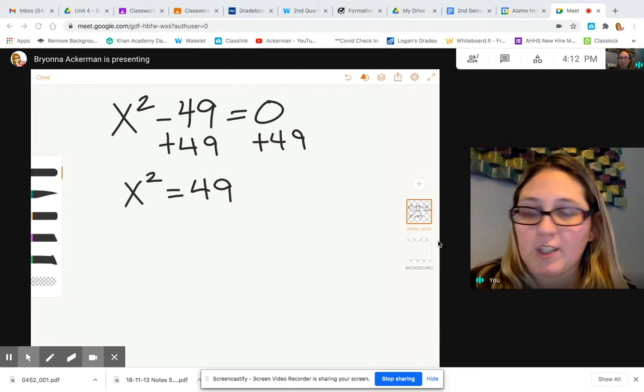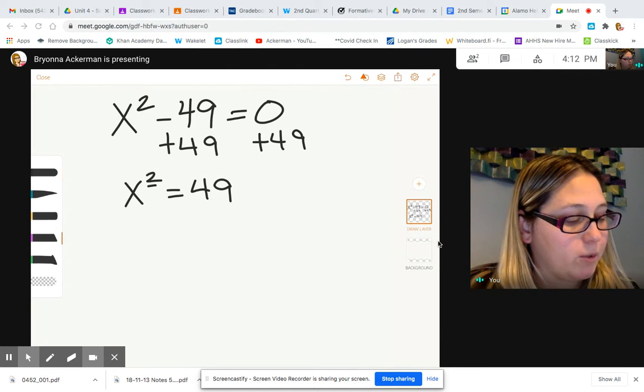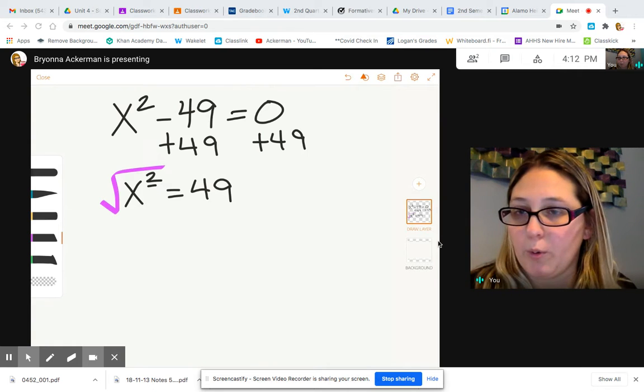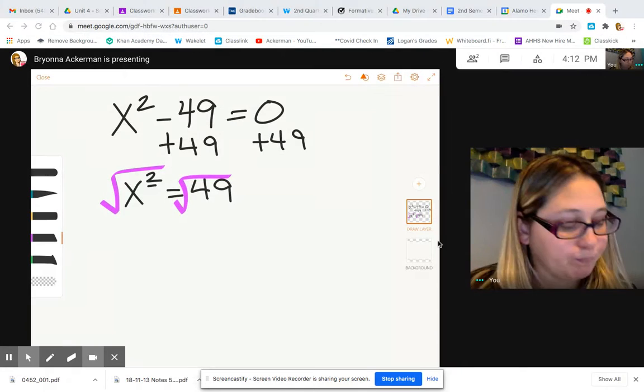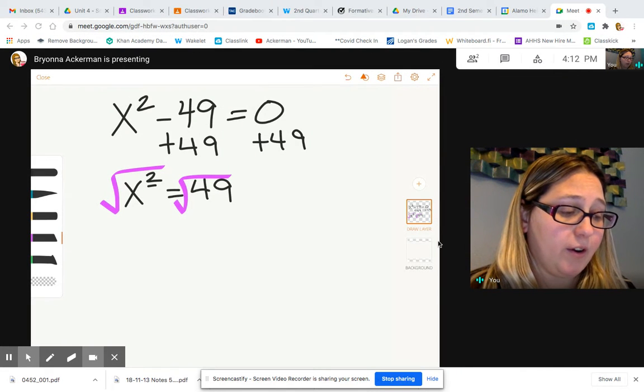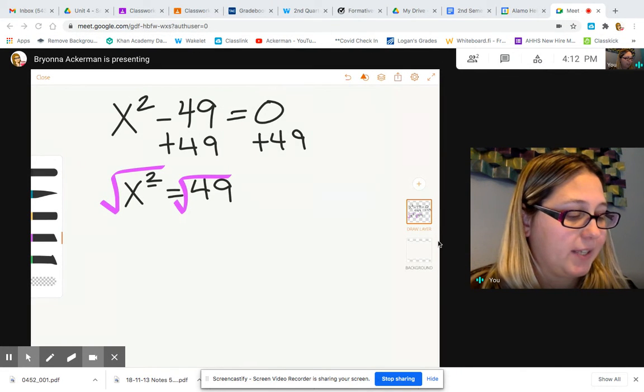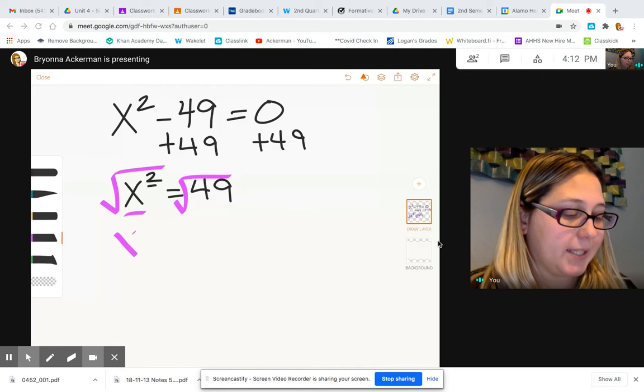To get rid of a squared, you have to square root it. Square root is the opposite of squared. So if I do it to one side, I have to do it to the other side. And so if I take a squared and square root it, I just get left with what's in the middle. So in this case, it's x.